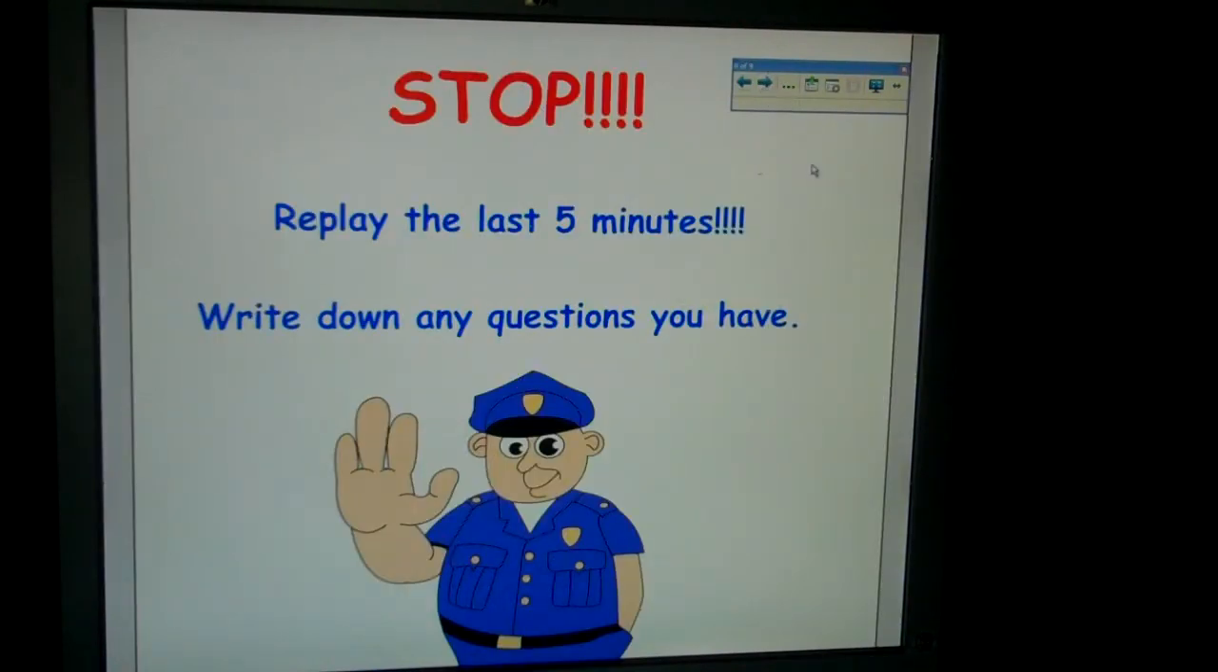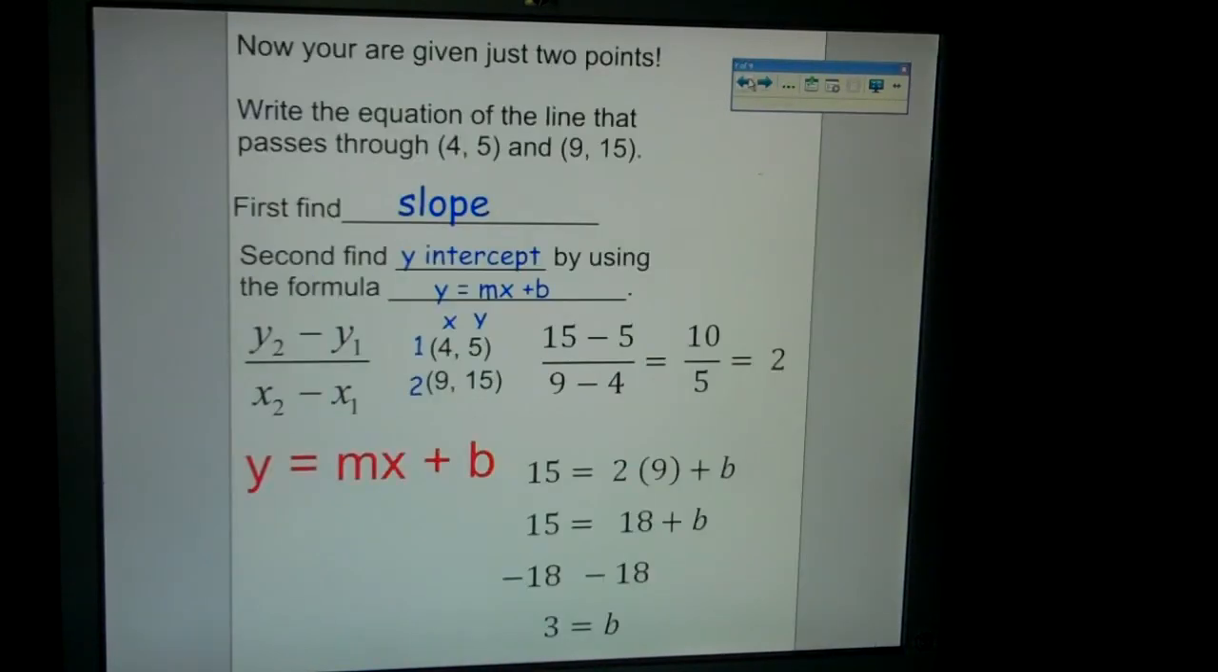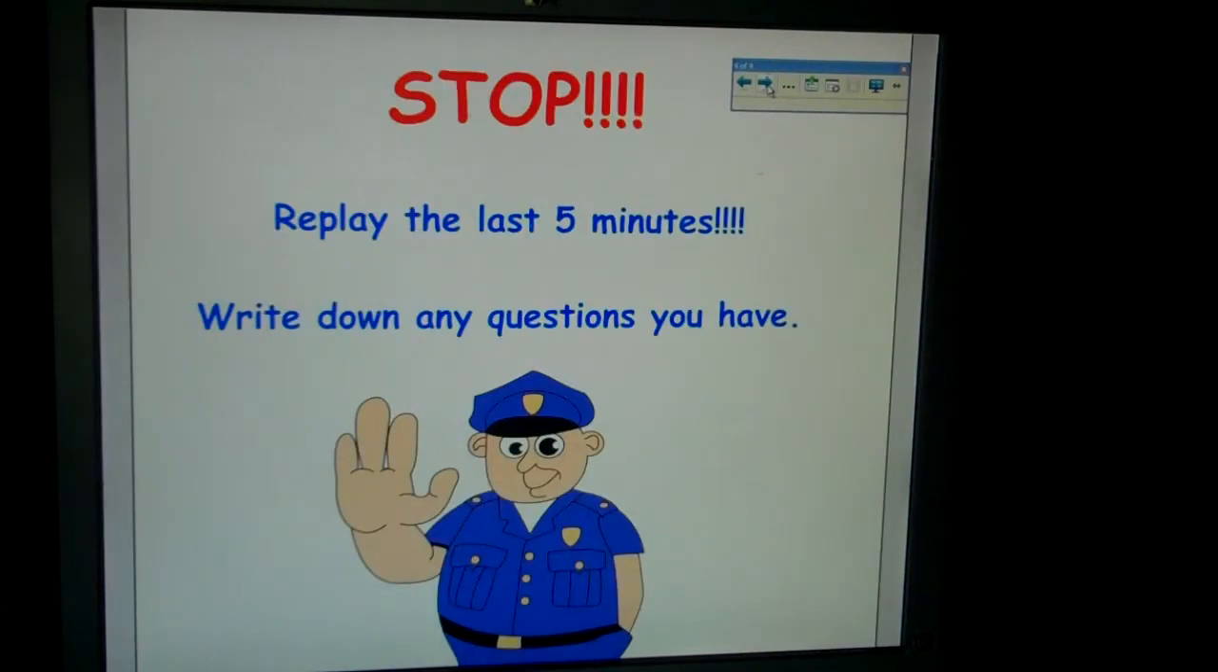Here's what I want you to do. I want you to stop and replay that last 5 minutes. And here's how I'm going to know that you've replayed it: I used the ordered pair 9, 15. I want you to go back and use the ordered pair 4, 5 and see if you get the same y-intercept. That's how I'm going to know if you actually paused this video and listened to what I said.